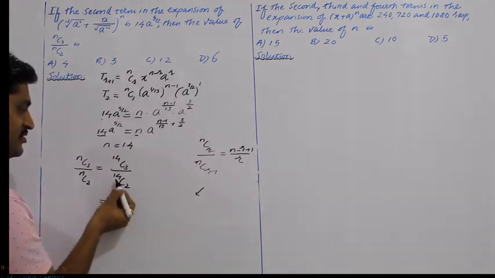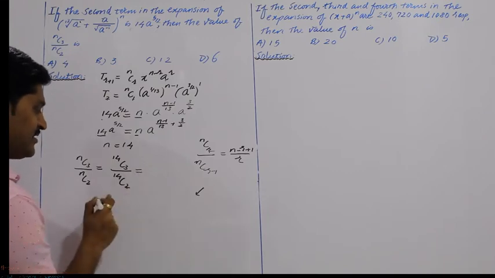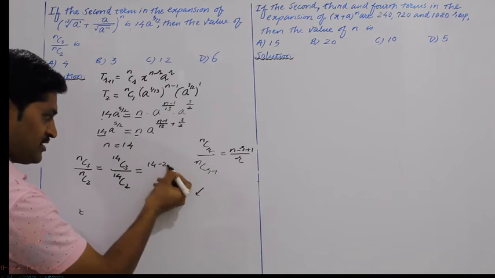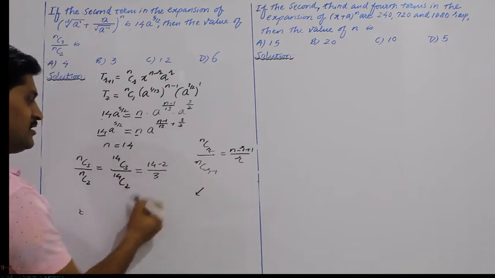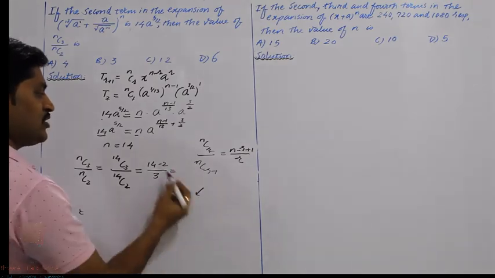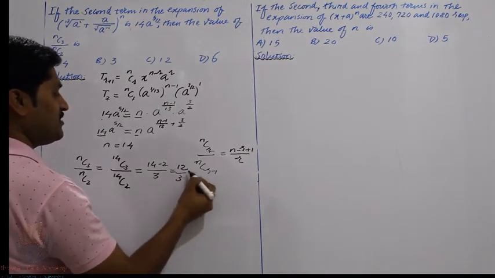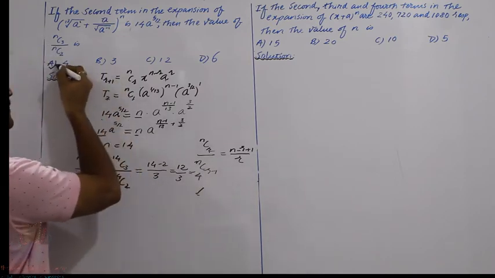So as I said, this 14 minus 2, we will write it here so that you can understand it properly. This 14 minus 2 is to be written here in the numerator, and in the denominator simply 3 is written, and its answer is going to be equal to 14 minus 2 is 12, and 12 by 3, which is nothing but 4. So from the options, this is the correct one.